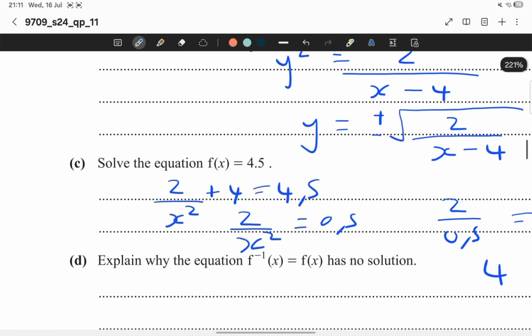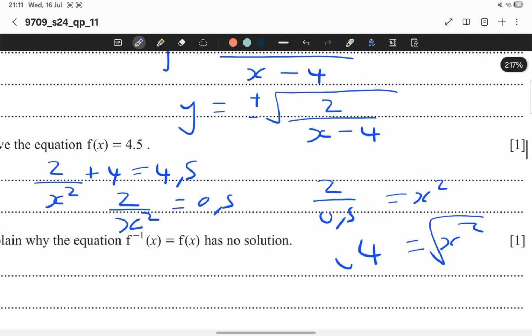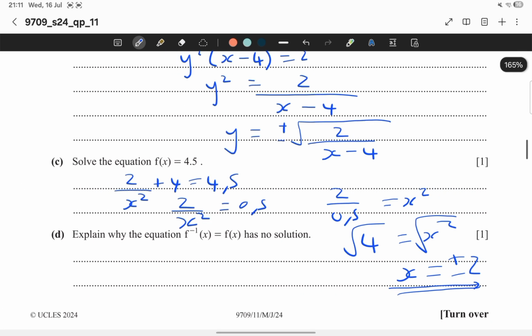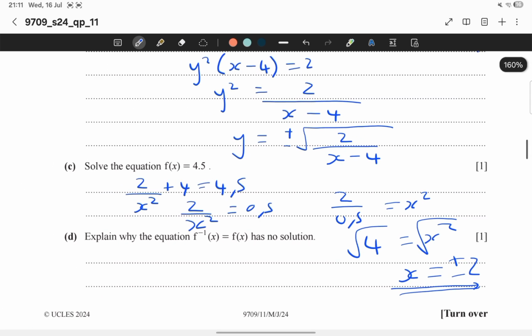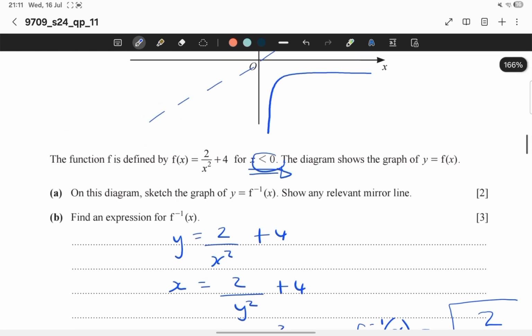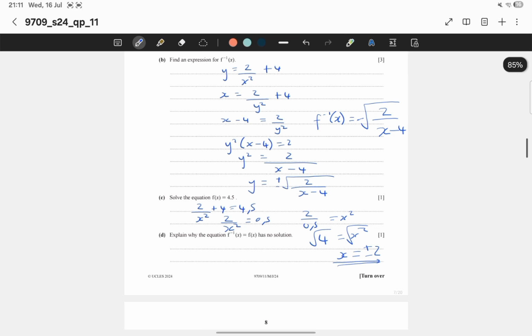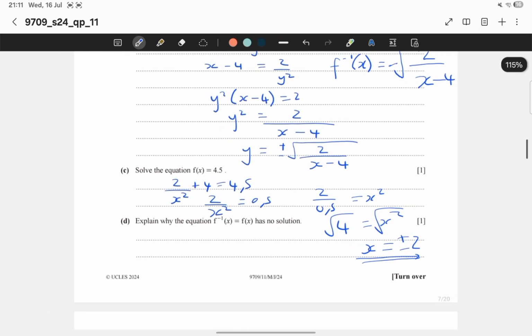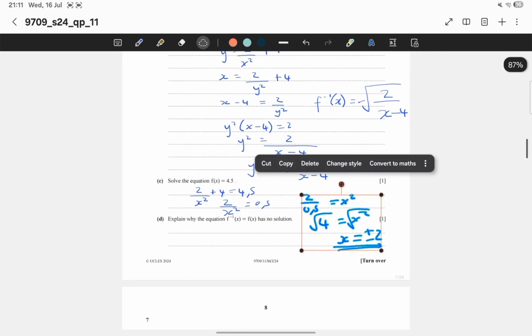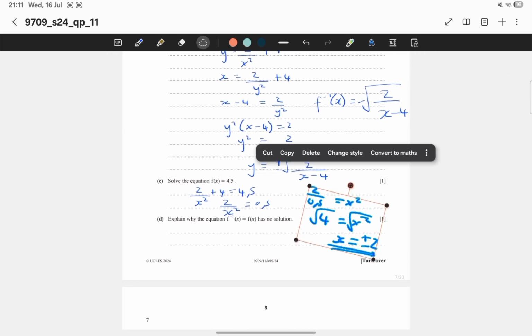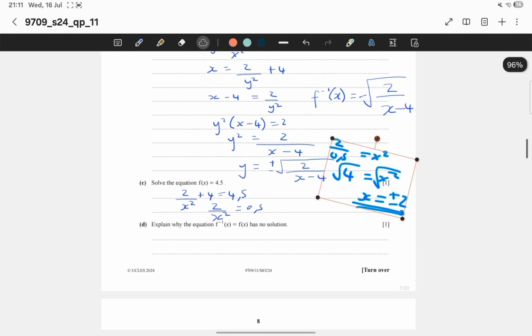And if we take the square root of both sides, we get x equals plus or minus 2. Since x is less than 0, we're taking minus 2. But at least you saw how you can solve that equation. So let me just move this a bit up.